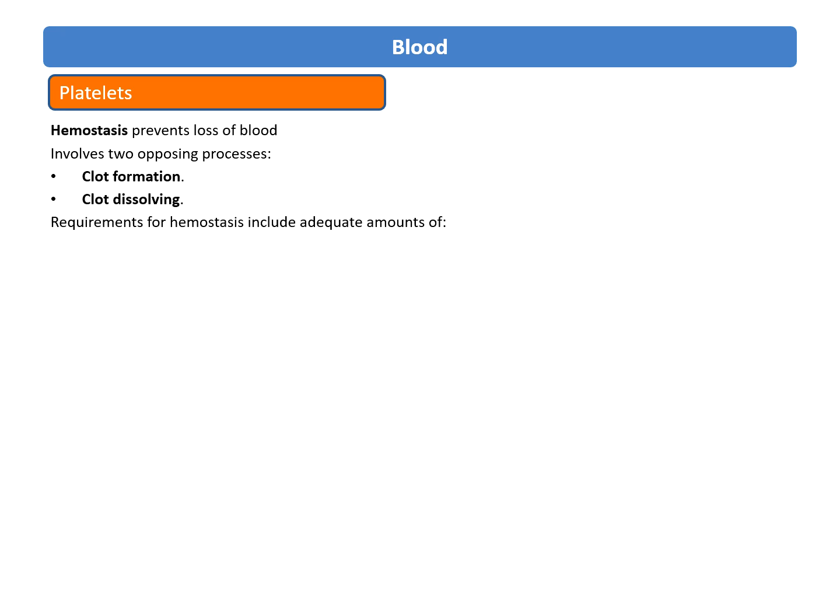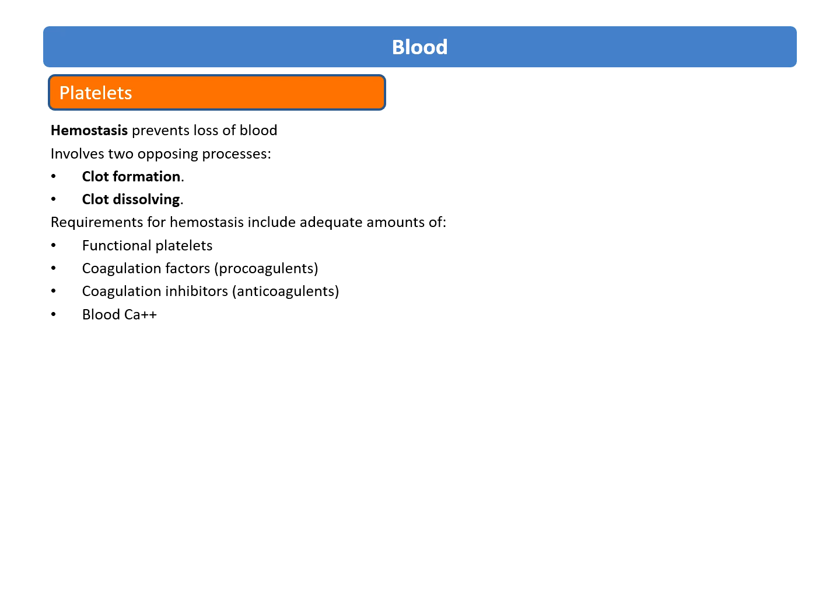The requirements for hemostasis include adequate amounts of functional platelets, coagulation factors, coagulation inhibitors, and blood calcium. Clot formation involves 3 steps. One is vascular spasm. Two is the formation of a platelet plug, and three is blood coagulation.